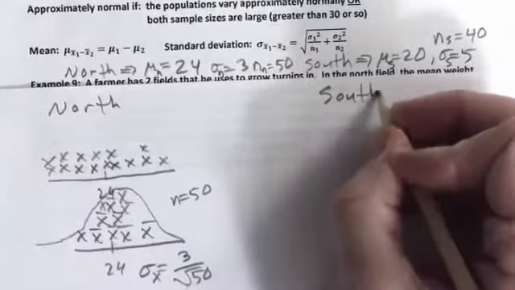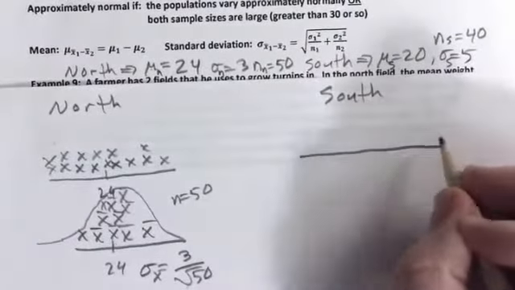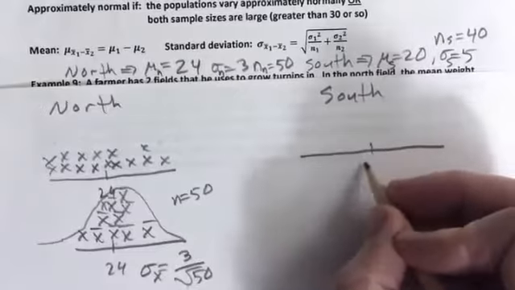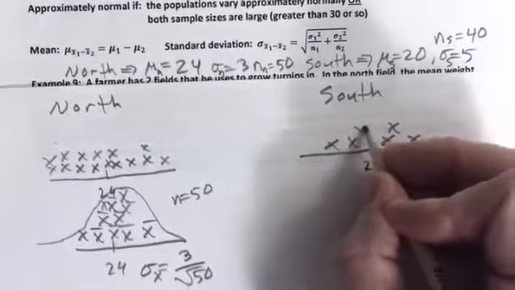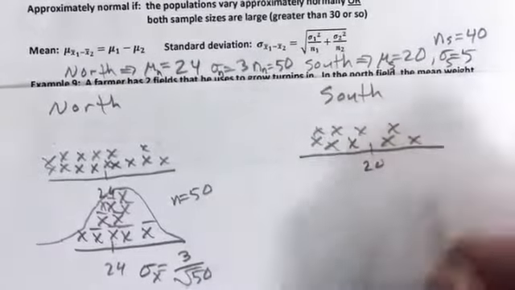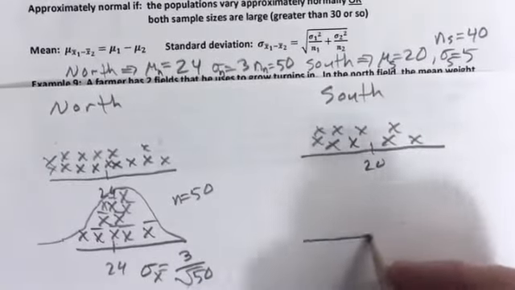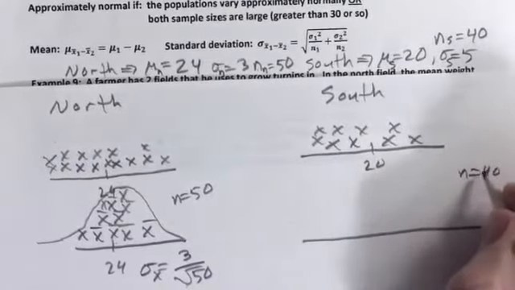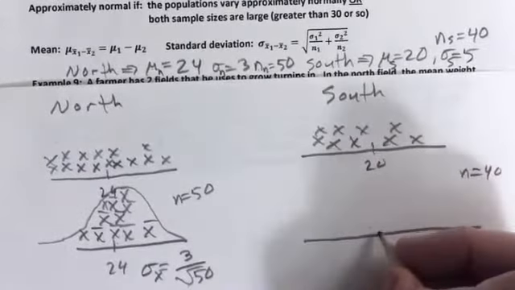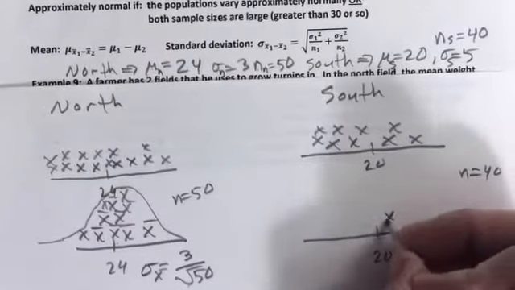So what's happening with the turnips in the south? Well, the population in this case is centered around 20. So here's all the turnip weights. Each X represents the weight of one turnip. Okay. Now, the concept of a sampling distribution is this. We've taken a sample of size 40 and averaged those. We took 40 of these X's and averaged them and got an X bar.